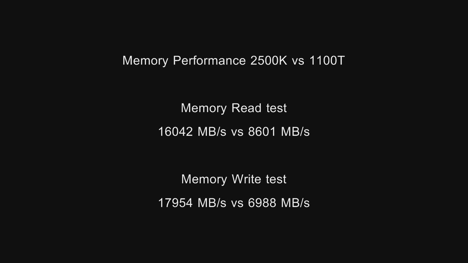Now on to memory performance. The 2500K, as you can see in both memory read and memory write, far outperforms the 1100T. Now in these tests, they were using the H67 on the 2500K and the 880G on the 1100T. So some of this might have to do with the chipset, and Intel's chipset and CPU obviously is far beyond the AMD side here. As you can see, it is pretty much double the performance on the memory side of things.